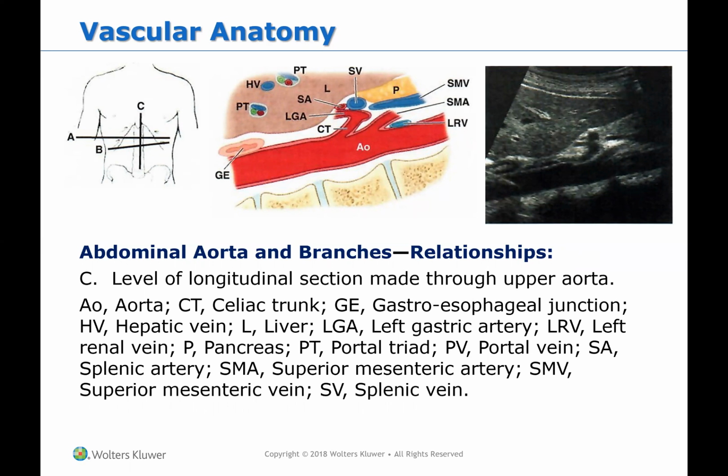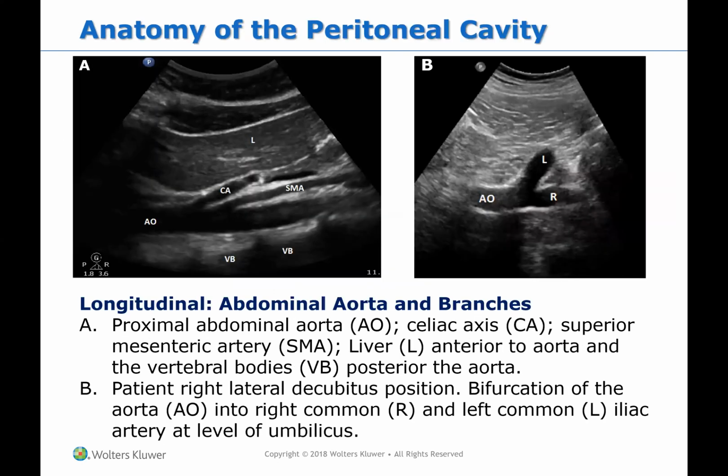And I think these are very helpful. In picture A, this is a long view of the aorta, again like a sagittal view. The long plane through the proximal aorta demonstrates the celiac axis, which is the first vessel coming off, and the superior mesenteric artery. The L is the liver that is on top, anterior to the aorta. And the vertebral bodies, the VB, are at the bottom. So the top of the screen is anterior, correct? And the bottom of the screen is posterior.